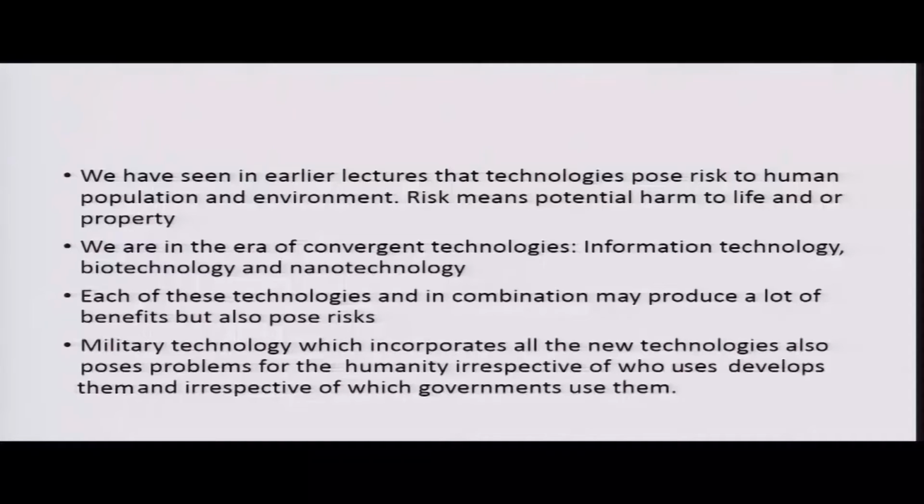We have seen in earlier lectures that technologies pose risk to human population and environment. Risk means potential harm to life or property. We are in an era of convergent technologies on information technology, biotechnology and nanotechnology. Each of these technologies by themselves or in combination may produce a lot of benefits but also pose risks. Military technology, which incorporates all the new technologies, also poses problems for humanity irrespective of who develops them and irrespective of which government uses them.